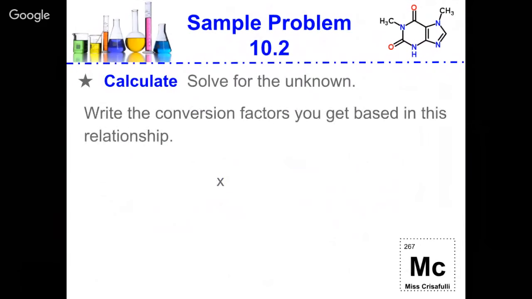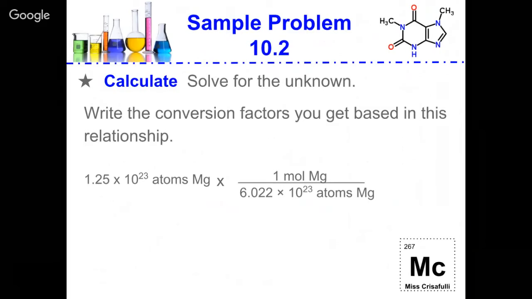So we're going to write the conversion factors you get based on this relationship. So 1.25 times 10 to the 23rd atoms of Mg is going to be multiplied by 1 mole of Mg over 6.022 times 10 to the 23rd atoms of Mg. And when we cancel those things out, we are set up correctly and we get 0.2808 moles of Mg. Now, the number that we started off with had 1.25, which is 3 sig figs, so your answer has to have 3 sig figs.